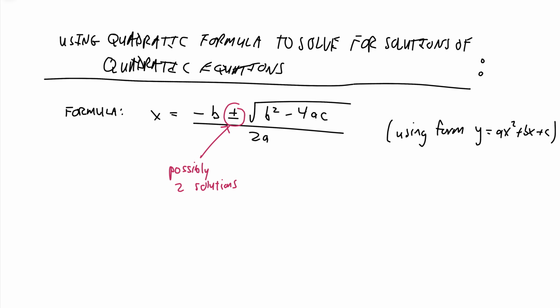We also should notice that this part right here under the square root, this b squared minus 4ac, is known as the discriminant. I'm going to abbreviate it as just D. So when I use this in the future, I'm just going to use D so I don't have to write the discriminant over and over again. But this part under the square root, b squared minus 4ac, is known as the discriminant.